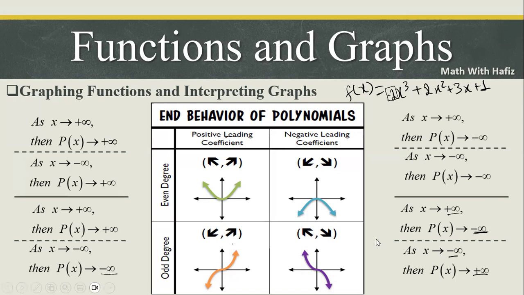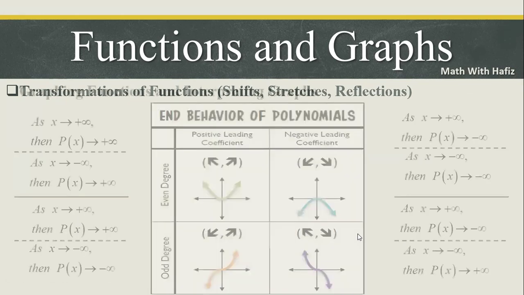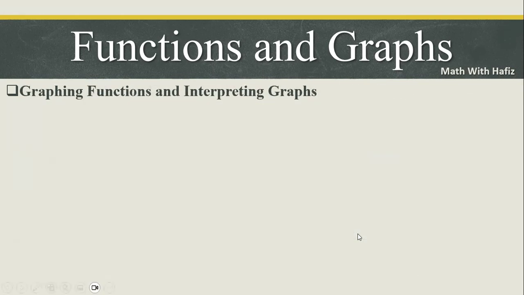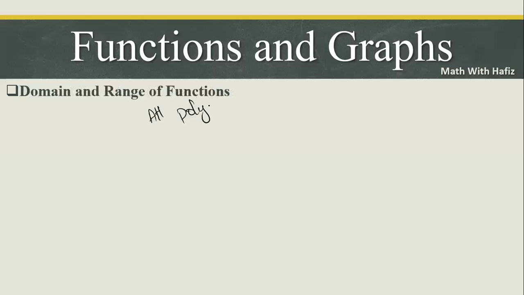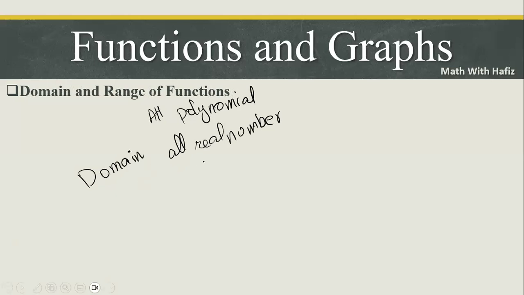So let's talk about how we can predict the domain and range of the function by using this end behavior. It is pretty clear for us that for all polynomials, the domain will always be all real numbers. If you are talking about polynomials, the domain will always be all real numbers, meaning the domain always goes from negative infinity towards positive infinity.